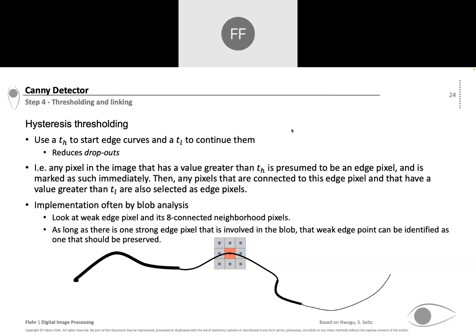So this neighborhood could be arbitrarily big, right? Here you have just an 8 neighborhood analysis. You could also decide to make it a bit bigger. So with that, you would be able to connect far apart segments even better. But normally an 8 connected neighborhood is used here.